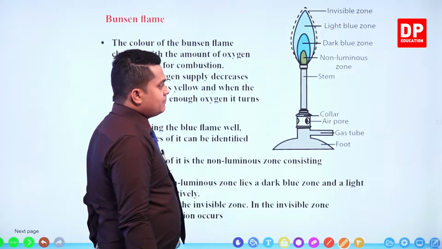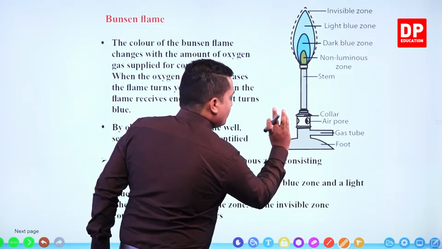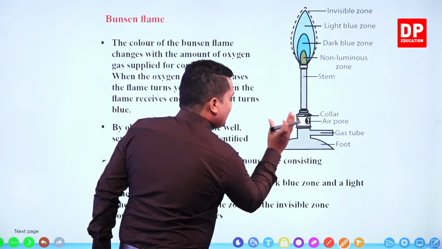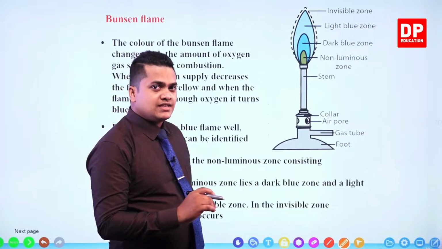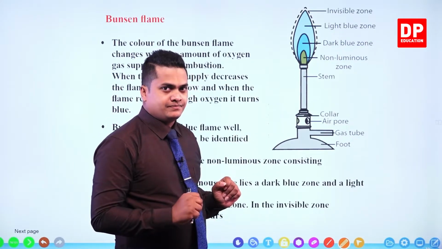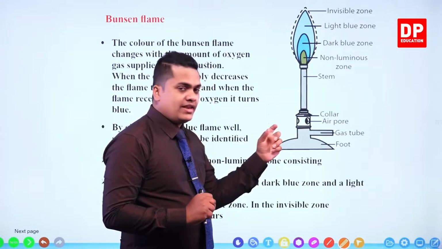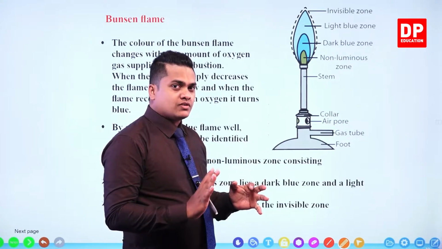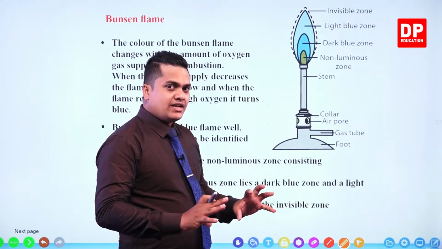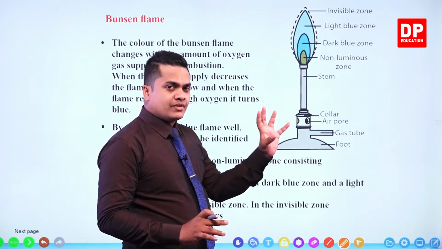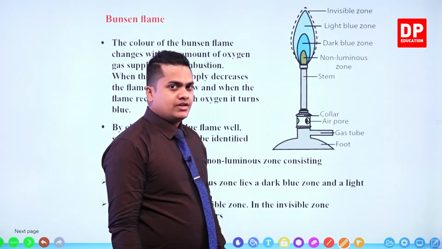So in a Bunsen burner, there is a collar and there is an air pore. We can rotate this collar with that air pore to control the amount of oxygen gas which is getting entered into the system. So by turning this air pore here and there, we can control the amount of oxygen coming inside the Bunsen burner. By that way, we can control the height of the flame given out by the Bunsen burner.